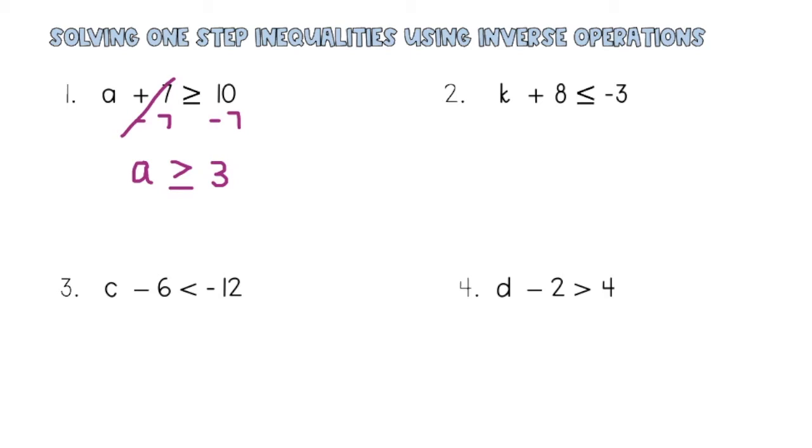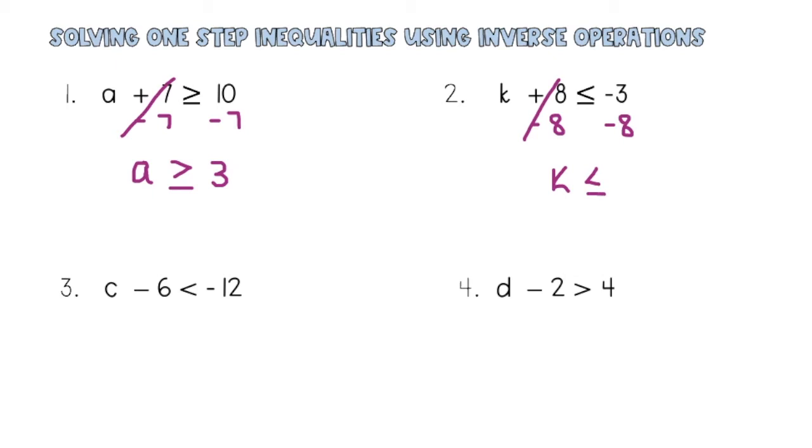Number 2, k plus 8 is less than or equal to negative 3. To get k by itself on one side of our inequality, we're going to do the inverse operation. So we're going to subtract by 8 on both sides. 8 and negative 8 cancel out to be 0, so I'm left with k. I keep my inequality symbol the same.